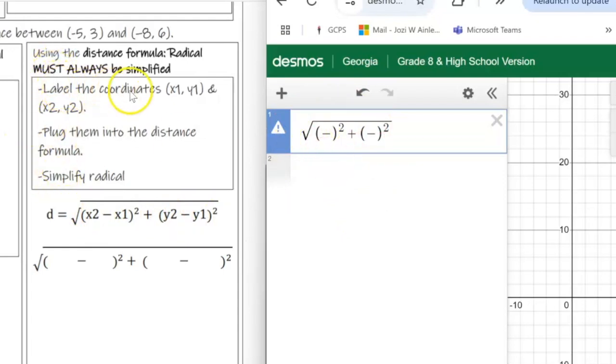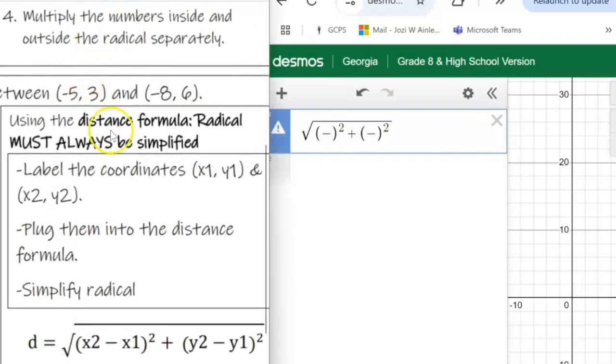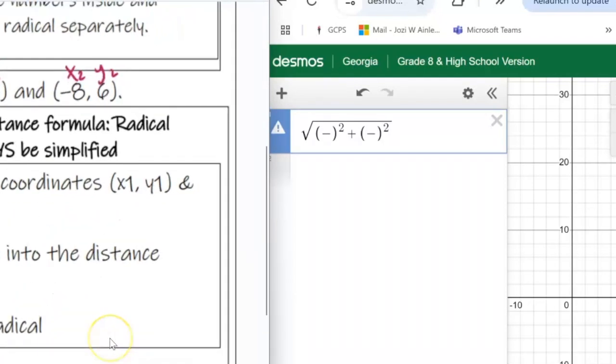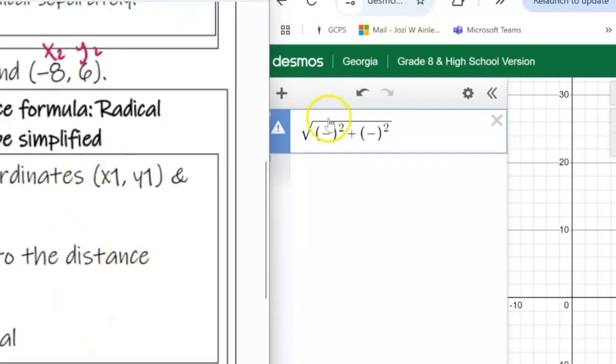It says label the coordinates x1, y1, and x2, y2. So they're going to give you 2 points, and here are the points right here. Let's go ahead and label it. Let's call this x1, y1. Now, it doesn't matter how I label this. I could have done this x2, y2, as long as the 1s are together and the 2s are together. All right, so this is x2, y2. And all I'm going to do is put the numbers, so keeping my distance formula right here, and my new numbers, I'm just going to put them here.